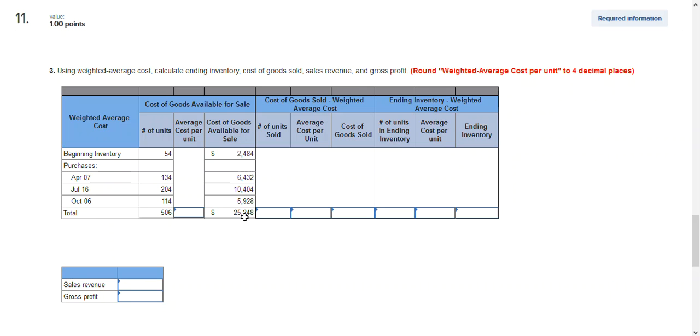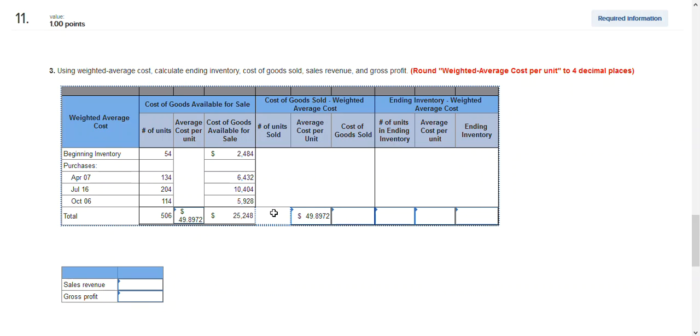So when you take this and you divide it by the units, when you type in average cost per unit and you carry it 4 decimals, mine's 49.8972. Oh, and I guess it wants it there as well. And then our number of units sold, as I said, is the same regardless of what method you use. And the number of units left is the same regardless of what method you use.